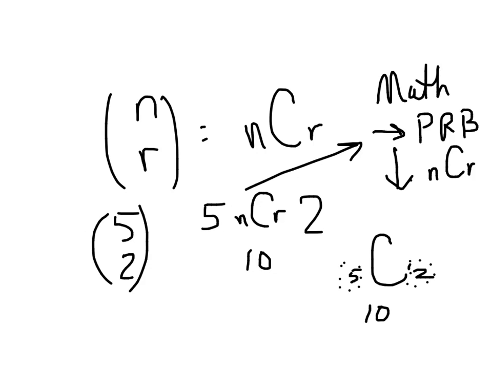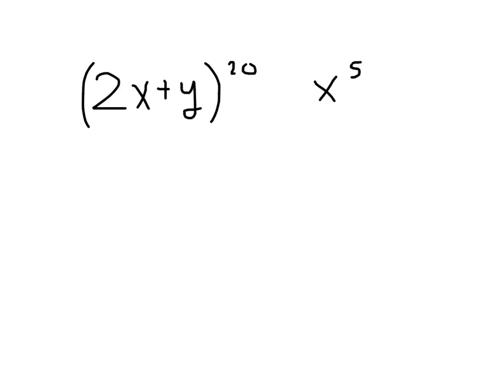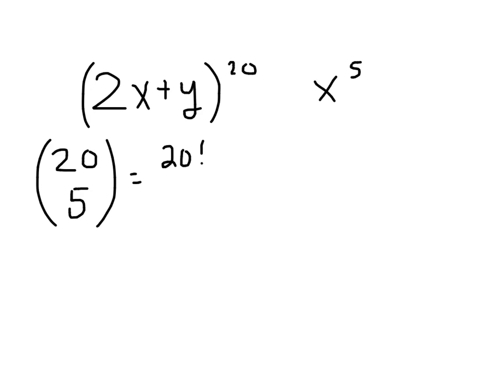Now, the only thing that it might also do for you is it might say (2x + y) to the 20th, and it might say find the one that contains x to the 5th. So for that particular problem, if we're going to do x to the 5th, what we would do is, first of all, 20 would be my top, 5 would be my bottom. So I can do it all by hand, or you can use the calculator when you get that number. 20 factorial over 5 factorial, 20 minus 5 is 15 factorial.